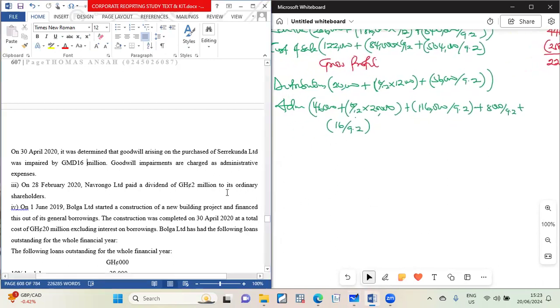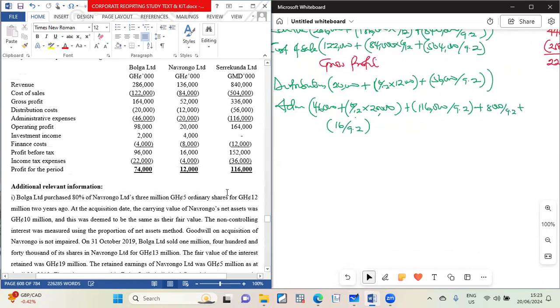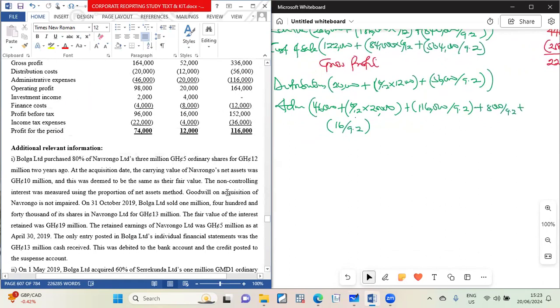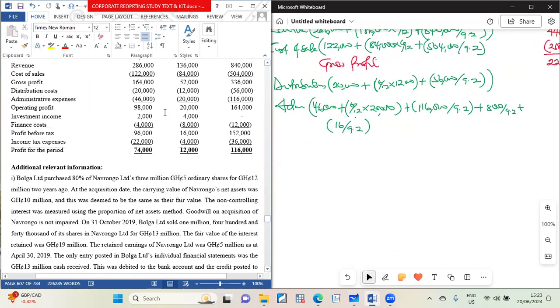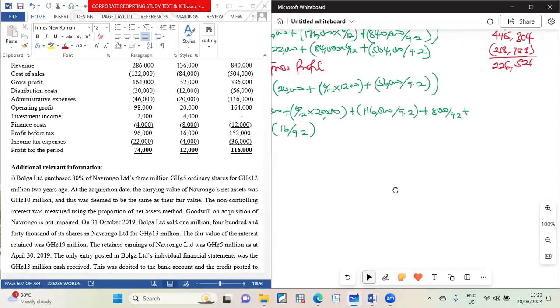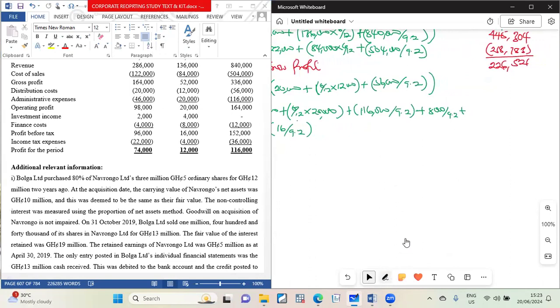All right. After admin, what do you have? We will close it out to get our operating profit, right? So we will close that one out. But let's wait. If there is any other thing we need to do to the admin, we will do. But I think that we can do for the distribution because nothing affected distribution.